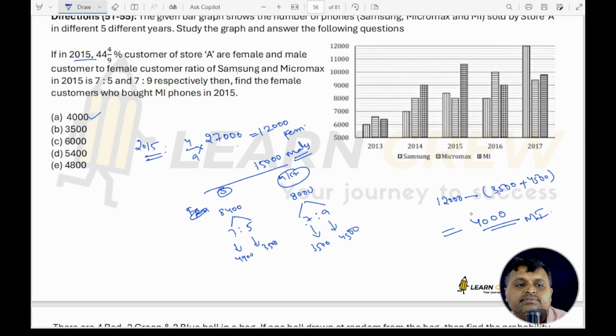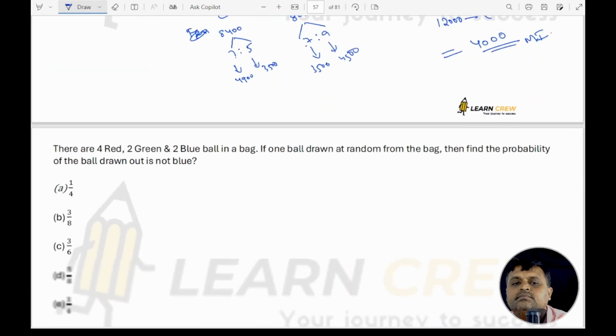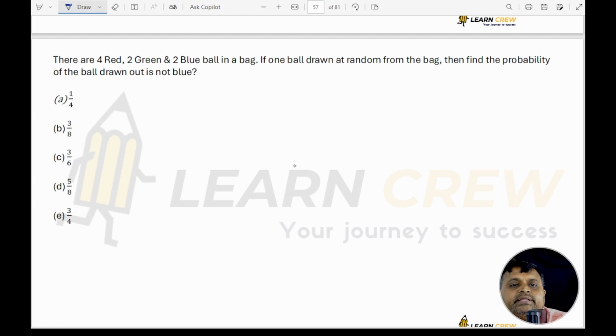Now next question. There are 4 red, 2 green and 2 blue balls in a bag. If one ball is drawn at random, 4 plus 2 is 6 plus 2 is 8. So total sample space is 8C1. Find the probability that the ball drawn is not blue.